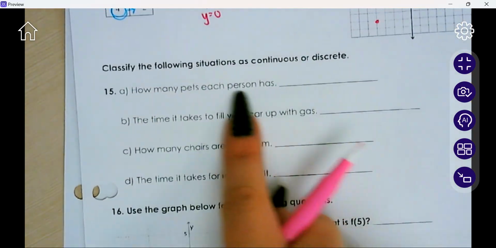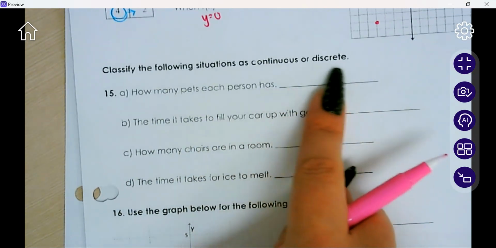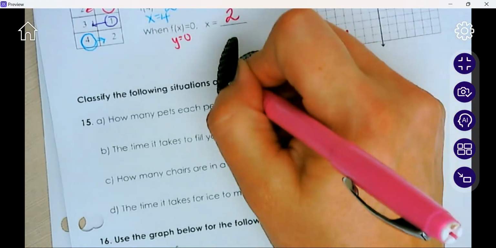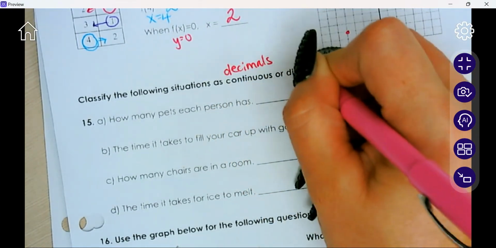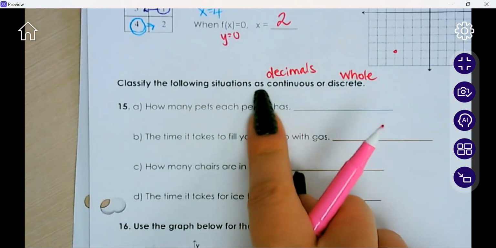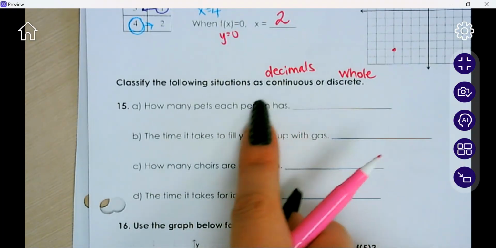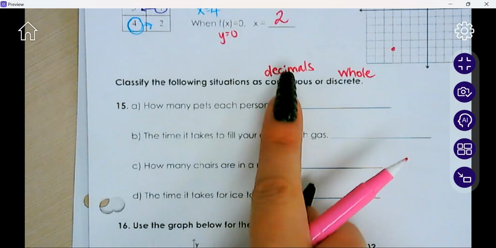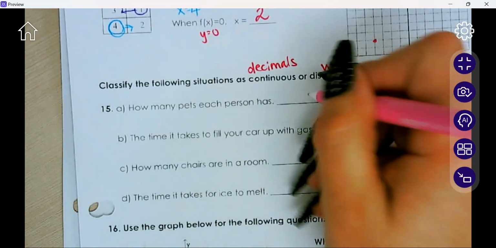Okay, so the biggest thing for situations for continuous and discrete is we want to determine if you can have partials or decimals, or discrete is whole. Okay, so if you can have decimals, it's continuous, discrete is whole. So how many pets? I cannot have a decimal. I can't have 1.3 pets. So that would be discrete.